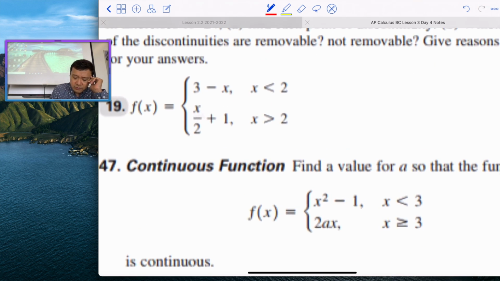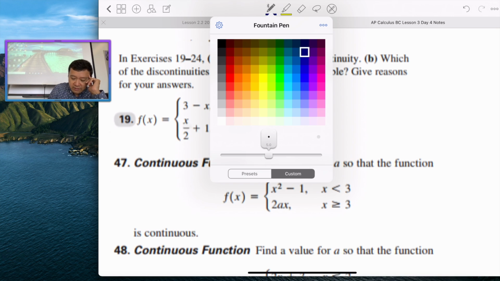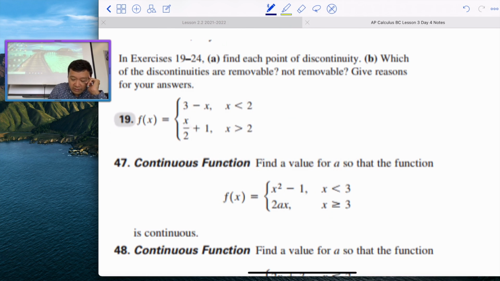For number 19, we're not given the graph, we're just given the rules for this piecewise defined function. If I want to sketch it out, or if you want to use Desmos, that's fine, but I'm going to assume that this is a non-calculator question. 3 minus x would just be a line that has a slope of -1, on the left side of the x value of 2. So when x equals 2, 3 minus 2 would be 1. It's an open circle and then has a slope of -1.